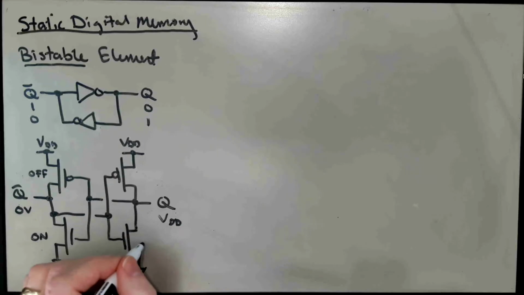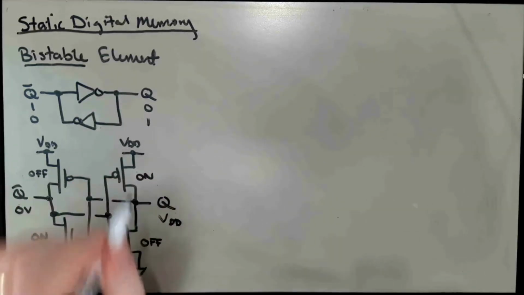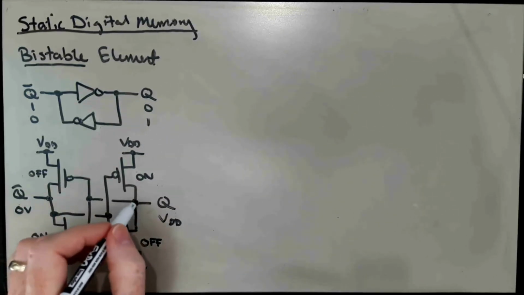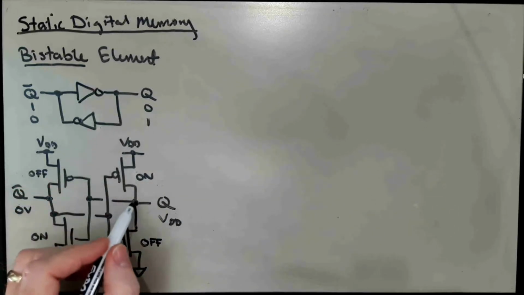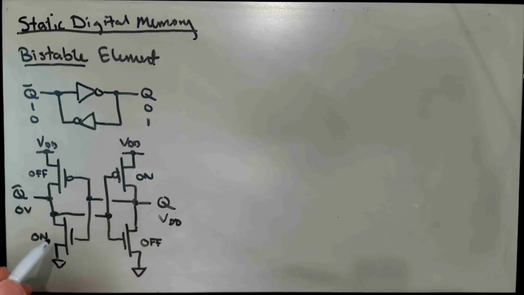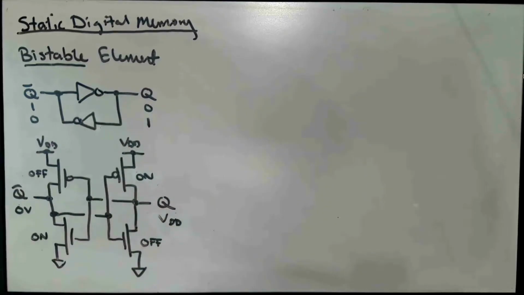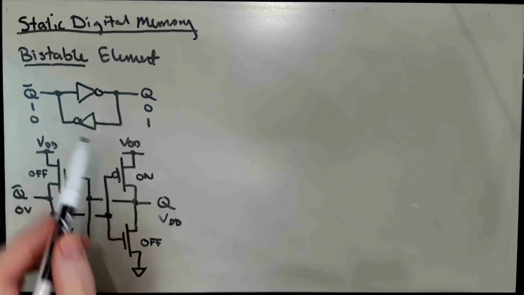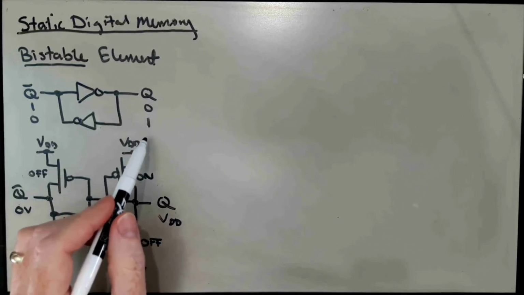That in turn makes this transistor off and this transistor on strongly. And that's going to be consistent with Q being pulled up to VDD. And so this is also a self-consistent state, a stable state for this element to be in. So these are the two stable states, and we basically use one of these two configurations to represent a digital 0, and one of them to represent a digital 1.